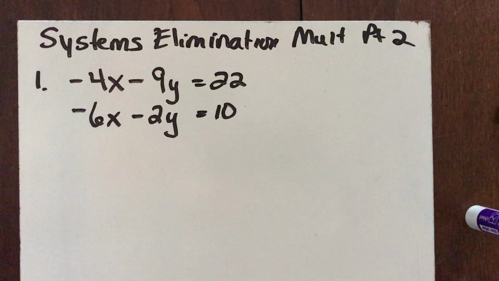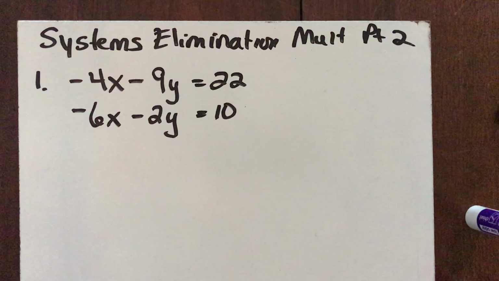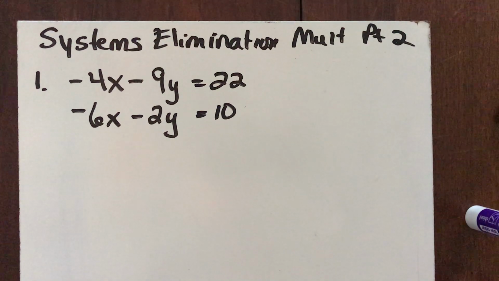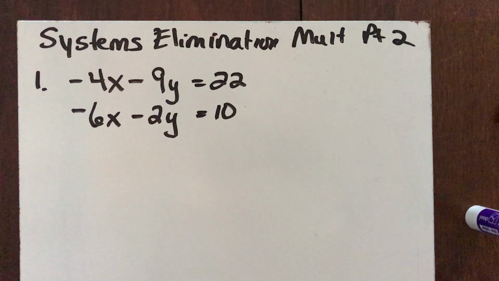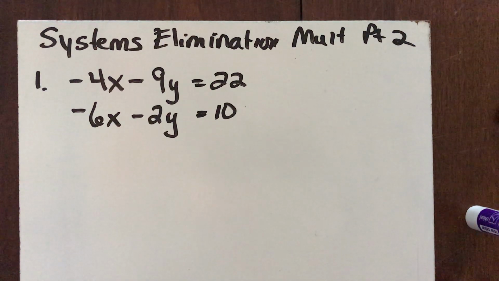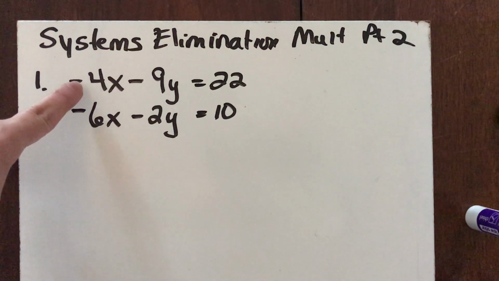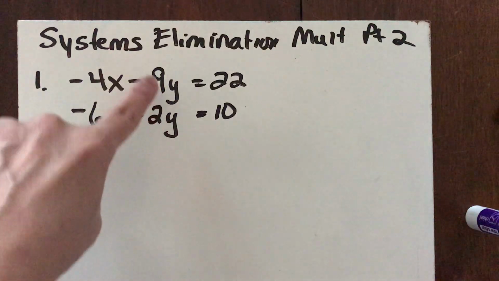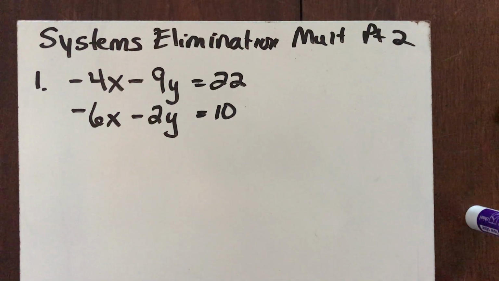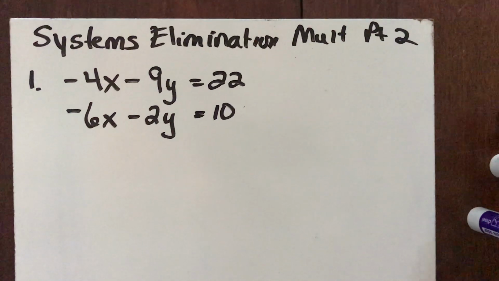Now we've already talked about several systems where the coefficients were opposite, or the coefficients were the same, or the smaller coefficient divided into the bigger coefficient evenly. Well, what happens when you don't have any of those? For example, 4 does not go into 6 and 2 does not go into 9. All right, so this is where we're going to have to rig it again, and we're going to rig it using multiplication.